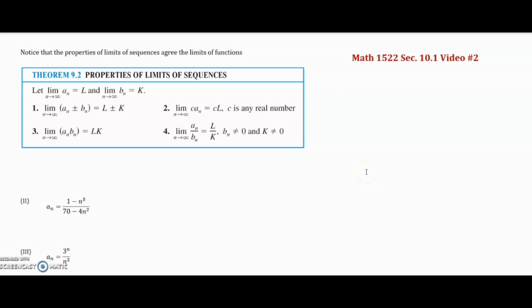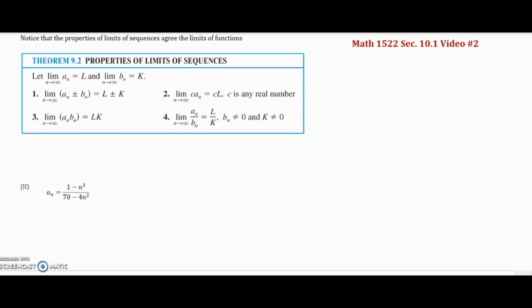As we noticed, we are able to write the sequence as a function and then take the limit if we need to. That is not always required. Notice that the properties of limits of sequences agree with the properties for limits of functions, as you can see in the box below. I have two problems that I would like to try. Pause the video and see if you can find, once again, the limit of these two sequences.